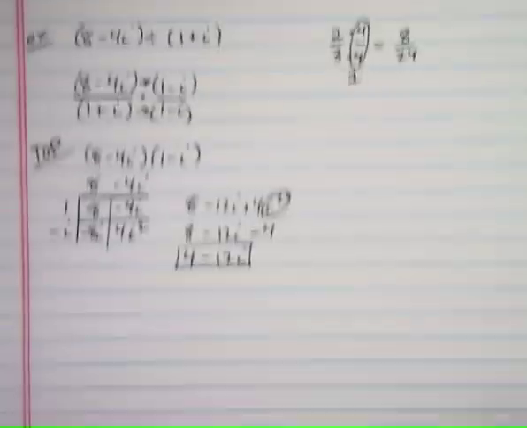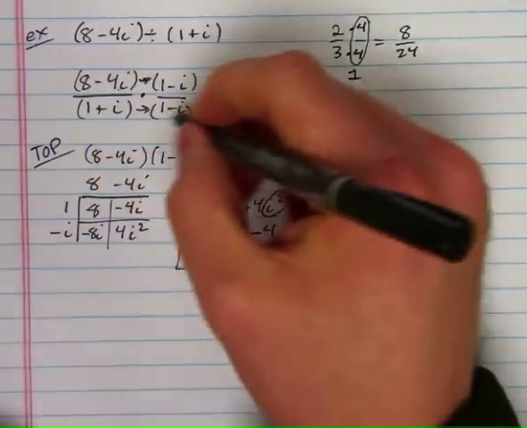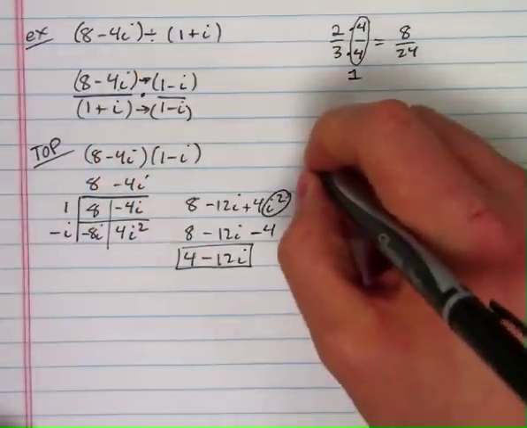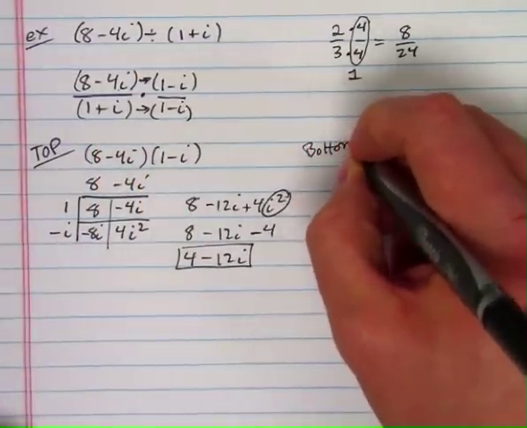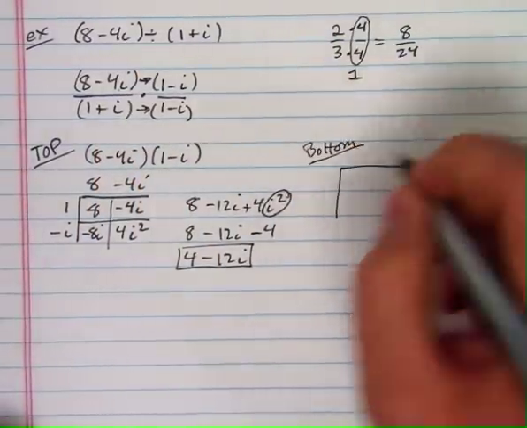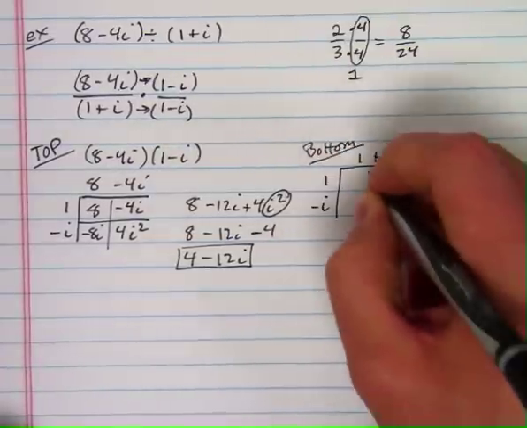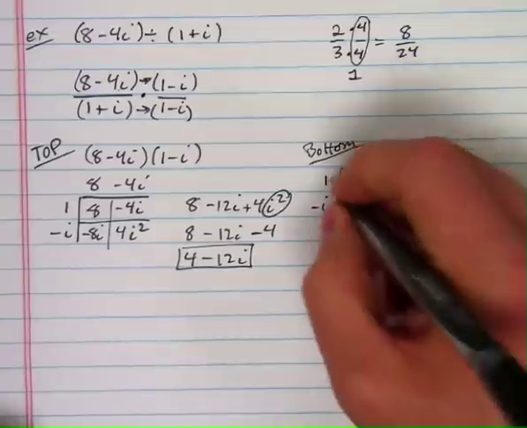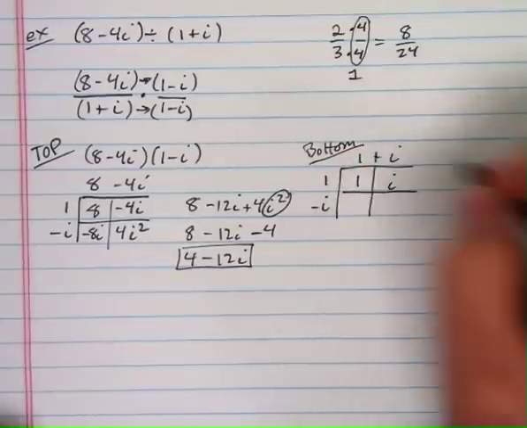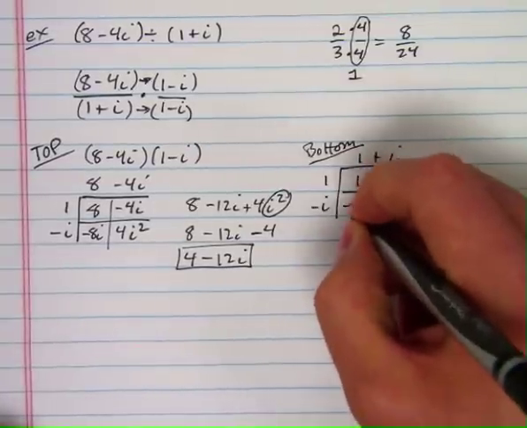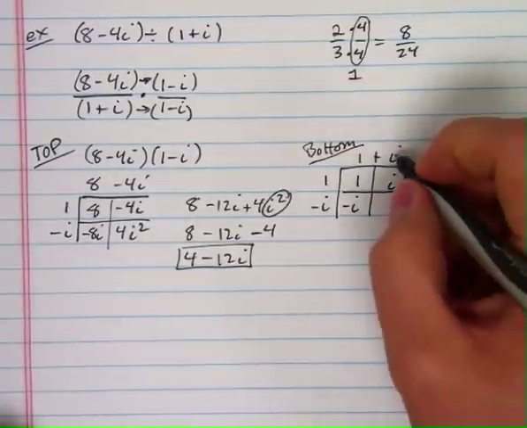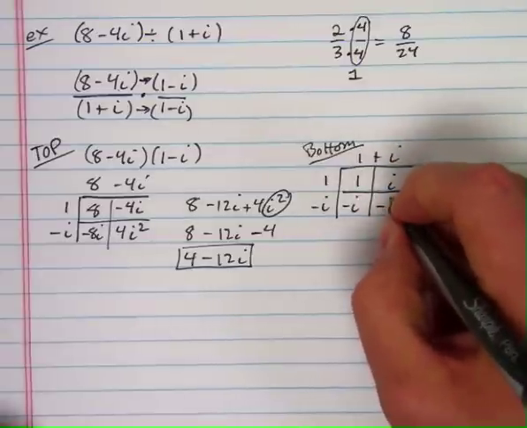Okay, so we have to keep going here. We have not done this bottom part here. So let me write the bottom here. That would be 1 plus i times 1 minus i. 1 times 1 is 1, 1 times i is i, 1 times negative i is negative i, and i times negative i is negative i squared.